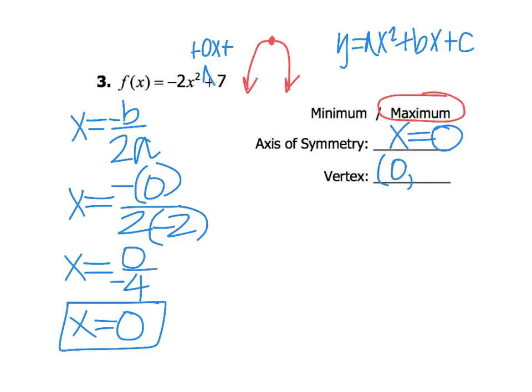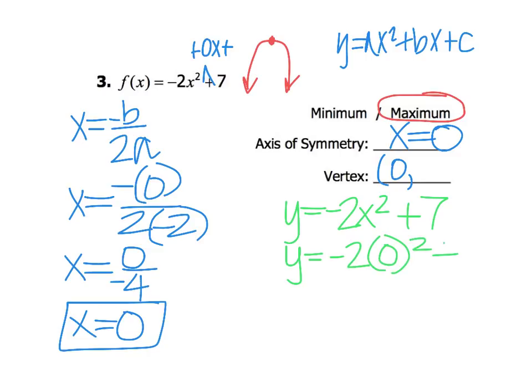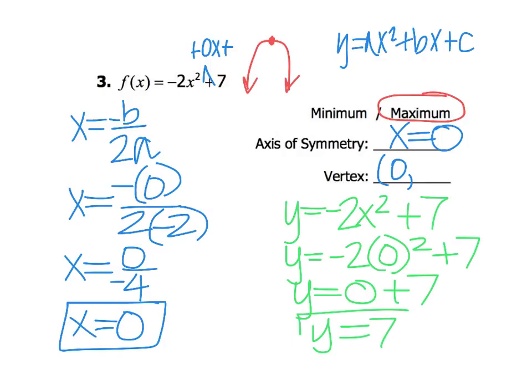Now we know our axis of symmetry, that is going to be our x-coordinate of our vertex, but we need to find the y-coordinate of our vertex. So we take our original quadratic equation, y equals negative 2x squared plus 7, and now we want to substitute 0 in for x. So we get y equals negative 2 times 0 squared plus 7, and we solve for y. So we keep simplifying. We know we get 0 plus 7 here, so y equals 7. So the y-coordinate of our vertex is 7. Therefore, our vertex is 0, 7. And we're done.